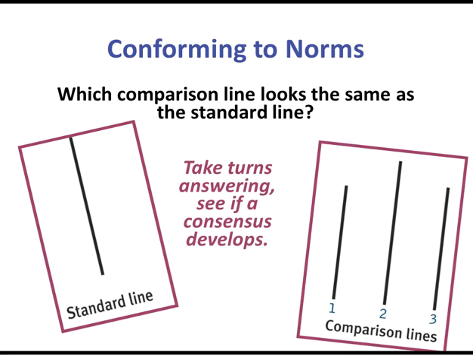So the way it went was this. They would have a standard line: which comparison line looks the same as the standard line? So they have this standard line, and then they would have 1, 2, and 3 comparison lines. They would take turns answering to see if a consensus develops. They would allow it to go for some time where everyone would provide the right answer, for example, 2, 2, 2. Everyone would say 2. And then later, they would have a situation where somebody would say the obviously incorrect comparison line compared to the standard.